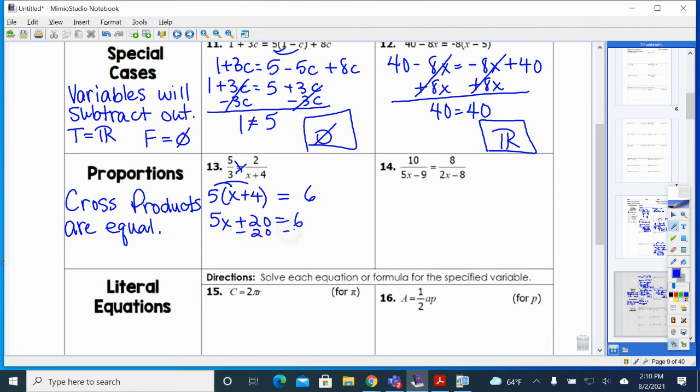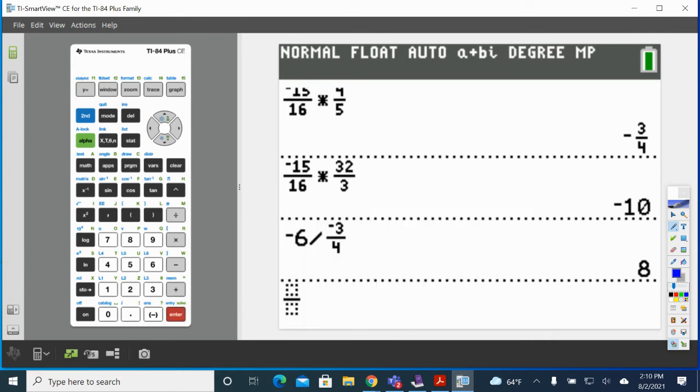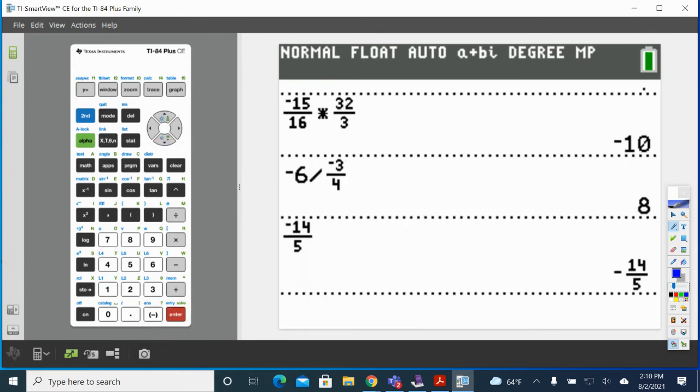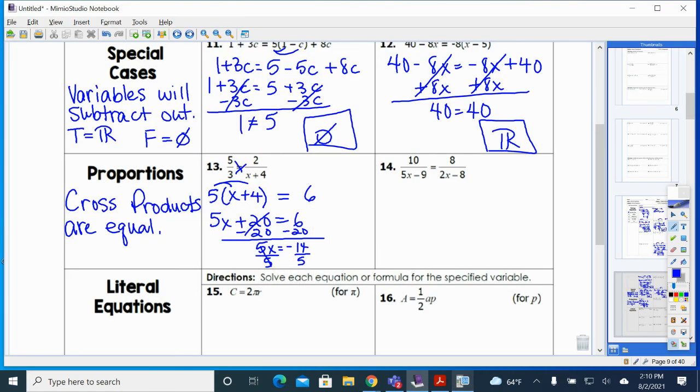Subtract the 20. 6 minus 20 is a negative 14. And then we're going to divide both sides by the 5. Now, with this one, negative 14 divided by 5 does not reduce. You can try to do negative 14 fifths. It doesn't reduce. And again, I do not like decimal answers. I will let you know when it is okay to give me decimal answers, but as a general rule, we do not use decimals in Algebra 2. So x is equal to negative 14 fifths.